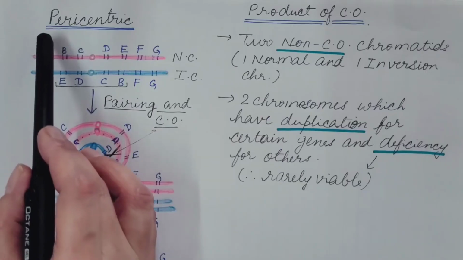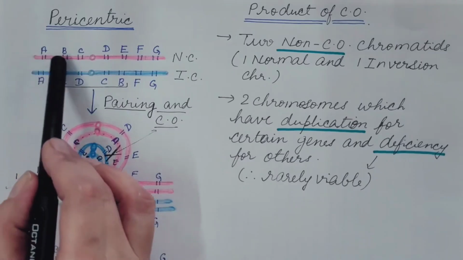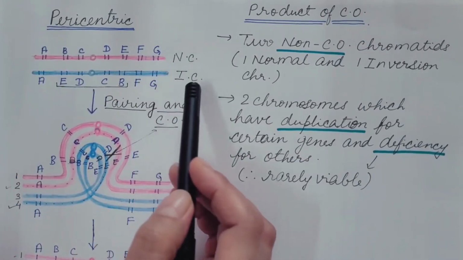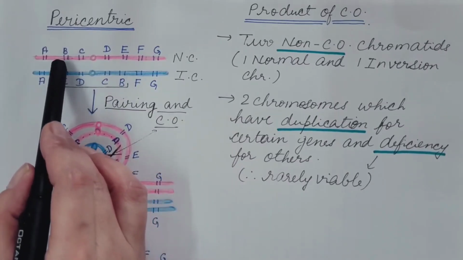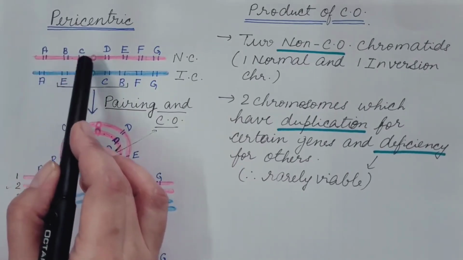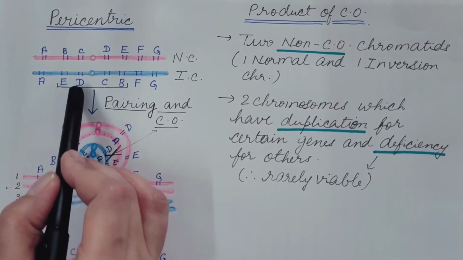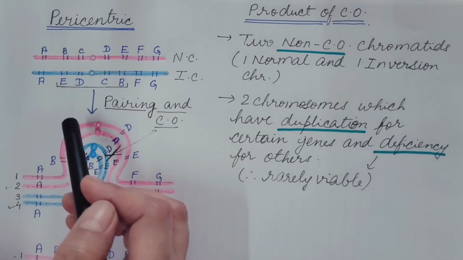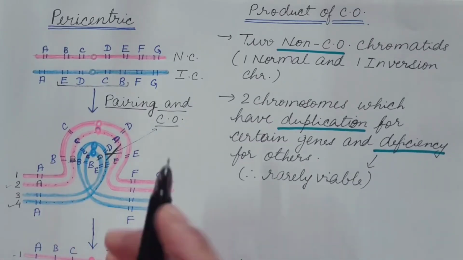Now let us see pairing and crossing over in pericentric inversion. This is the normal chromosome, and this is the chromosome which has the inverted segment. The normal sequence of the segment is B, C, D, E, and the inverted segment has the sequence E, D, C, B, and the inverted segment also includes the centromere. So it is known as pericentric inversion.